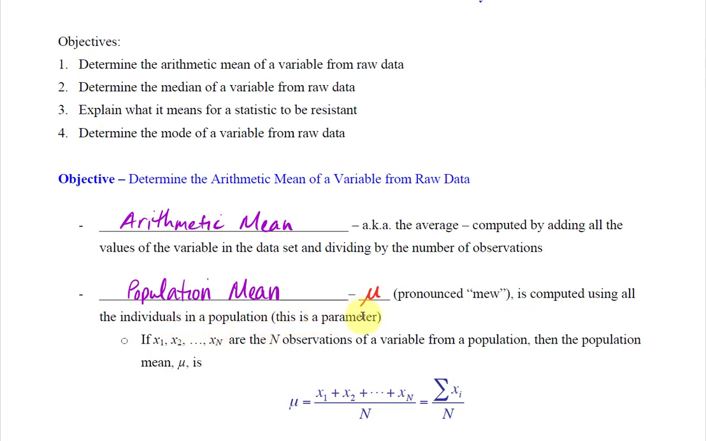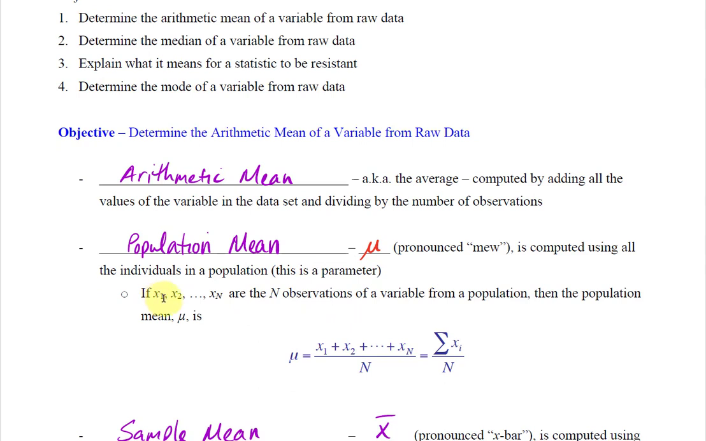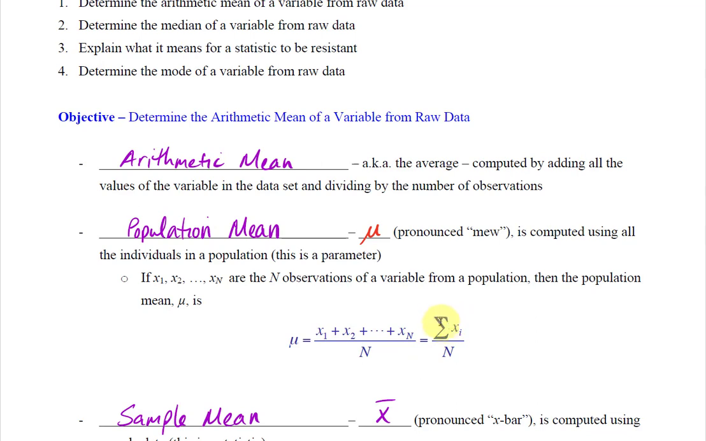This is a parameter. So let's say you have x1, x2, all the way to xn, and they are the n observations of a variable from a population. Then the population mean, mu, is equal to x1 plus x2 all the way to xn, divided by the big N, the number of observations. We use the summation notation, sigma xi, which means we sum all of the x values together and then divide by N.